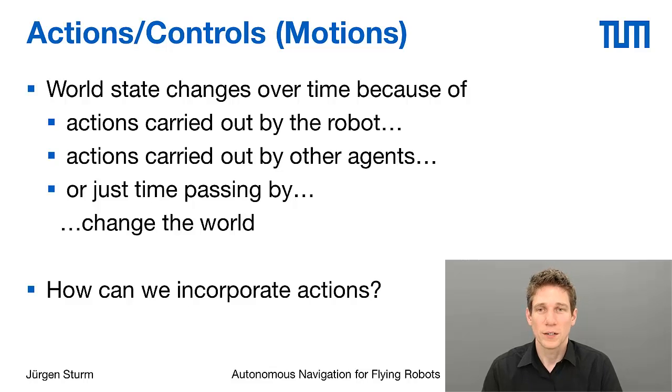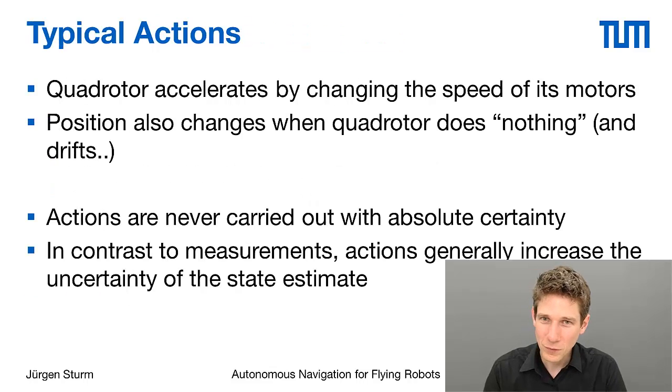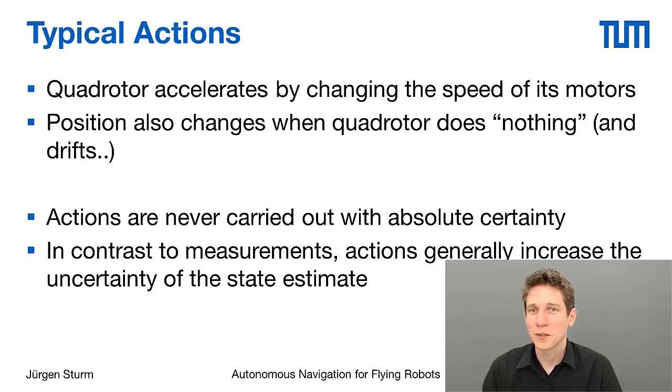In any case, the question is, how can we incorporate the actions, and in particular those actions that we are aware of, so to speak, our own actions that we have sent to the motors. The typical actions that a quadrotor does is obviously to change the speed of its motors, which leads to a change in pitch and roll and thrust and so on. But it's also important to note that even then the world state, and in particular the position of the quadrotor, changes when the quadrotor does seemingly nothing, just because the quadrotor is essentially always in motion, and so it will always drift and shake even if you seem to do nothing.